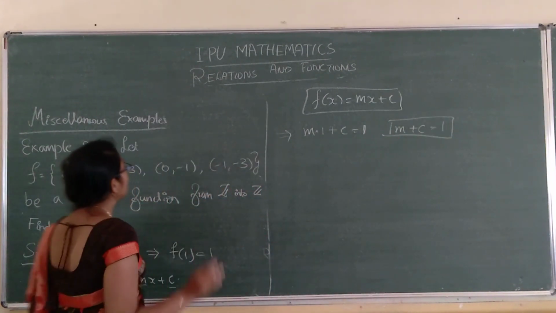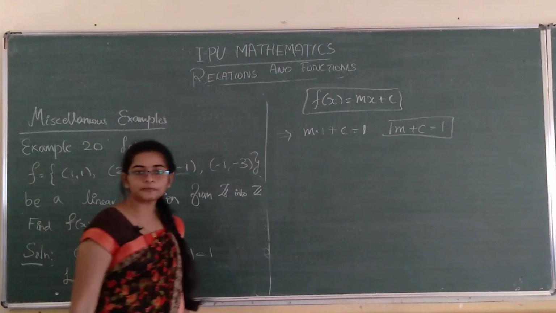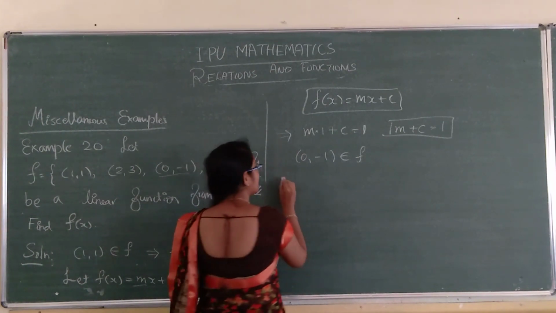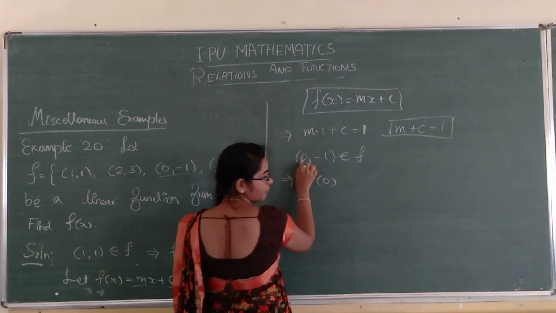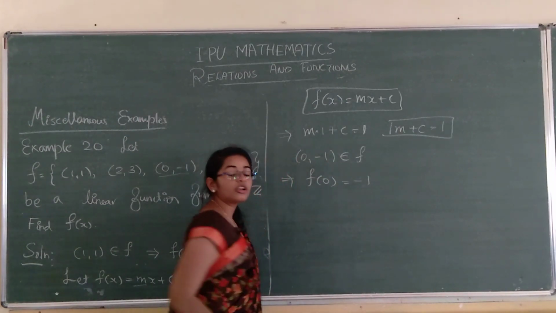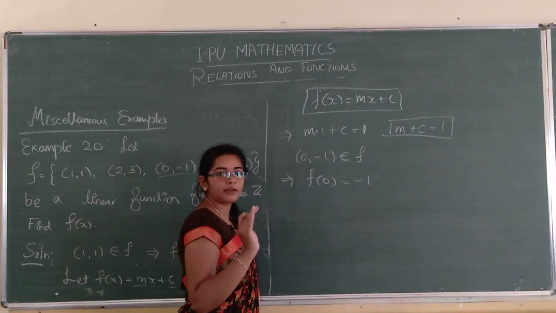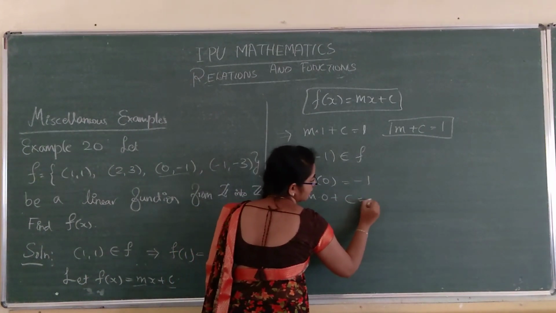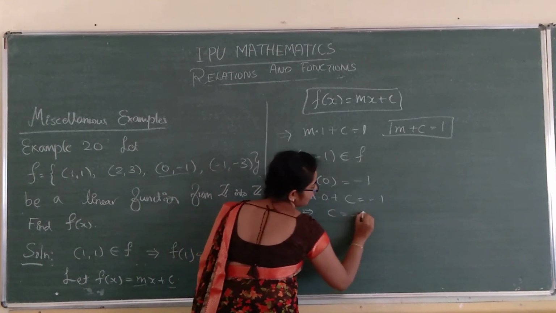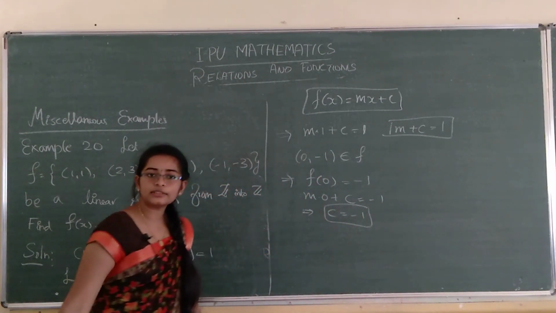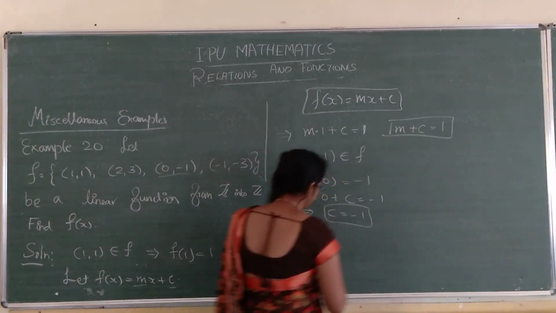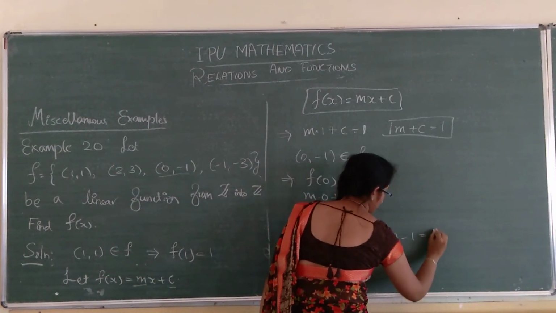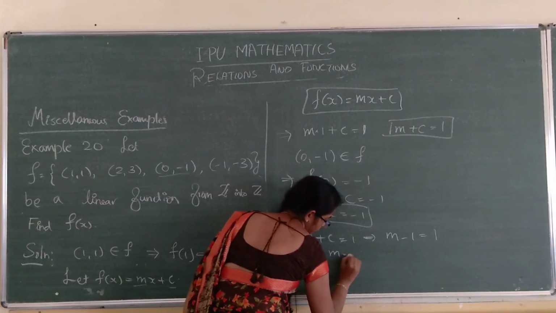We already have one more thing: (0, -1) belongs to f. That implies f of 0 is equal to -1. What is f of 0? It is m into 0 plus c, which is equal to -1. That implies c is equal to -1. Substitute this in m plus c equals 1: m minus 1 is equal to 1. That implies m is equal to 2.